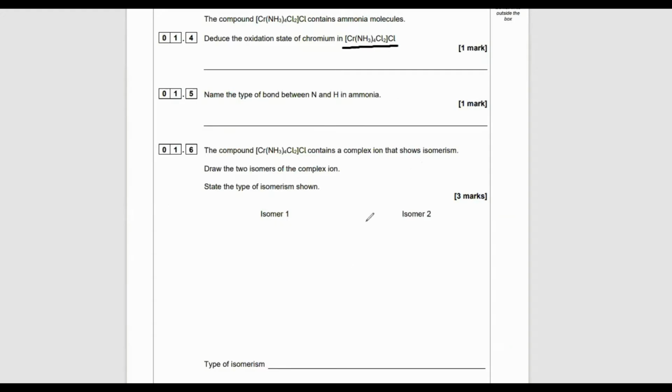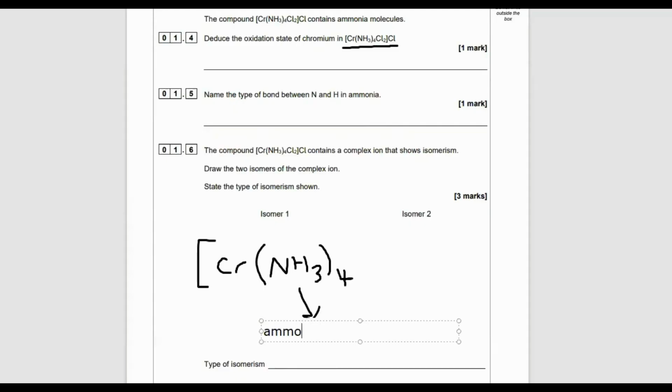Okay, 1.4, deduce, that means work out, by the way, the oxidation state of chromium in Cr(NH3)4Cl2 with Cl outside the brackets. So that's an ammonia molecule as our ligand here. So we've got NH3 with 4 of them, and then we've got Cl2 and then Cl outside the brackets. So we want to deduce the charge on the chromium.